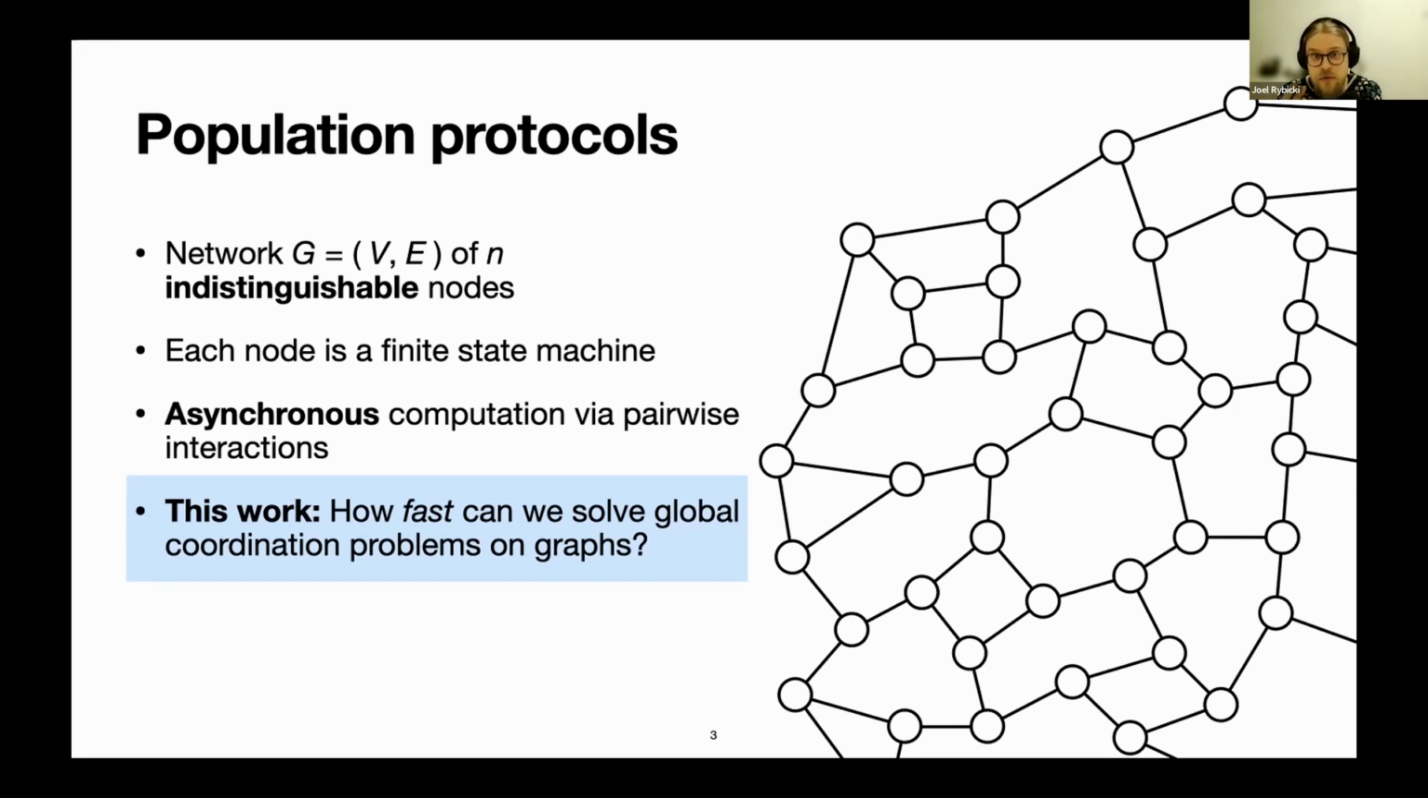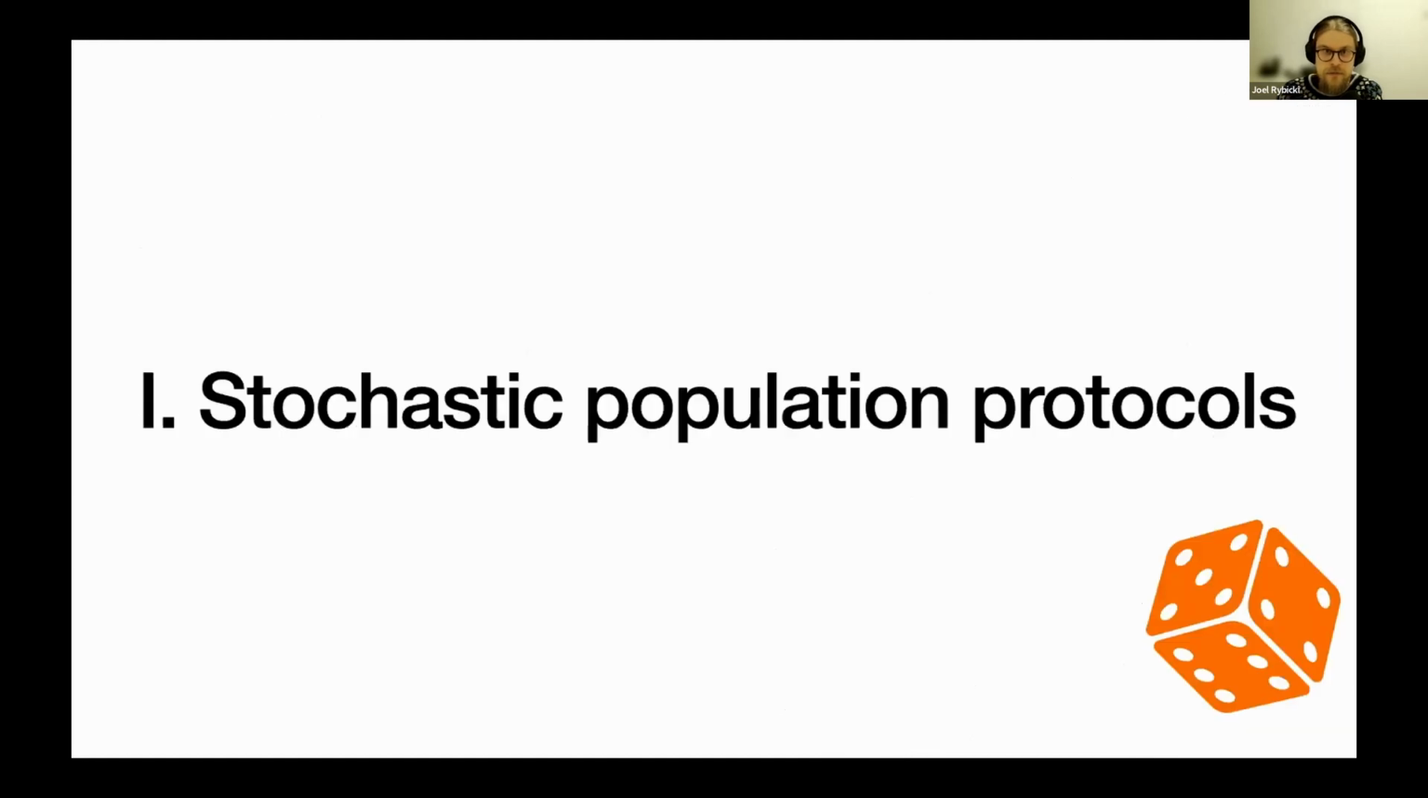There is a large body of work studying what problems are solvable in the population protocol model, as we have, for example, seen in the last talk. In this work, we're aiming to understand how fast global coordination problems can be solved on graphs. In order to talk about time complexity, we consider a stochastic version of the population protocol.